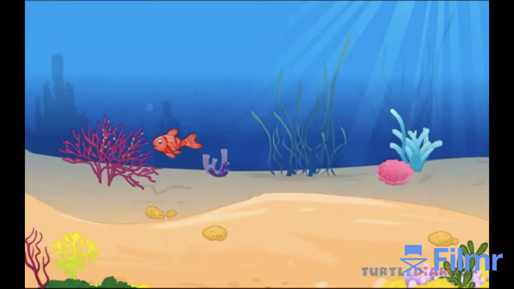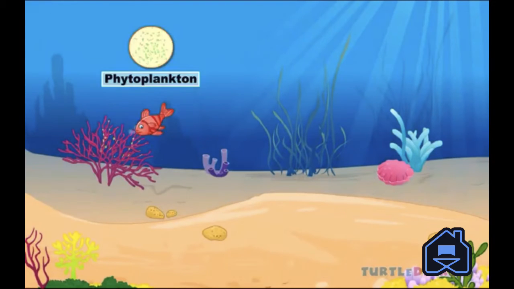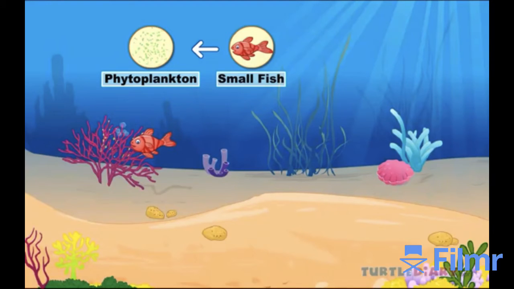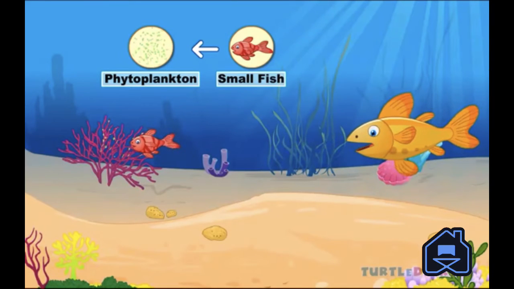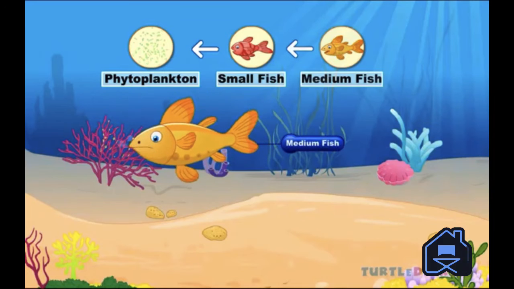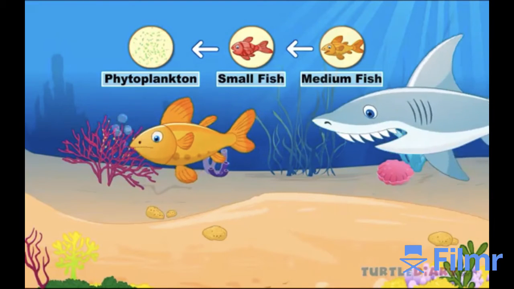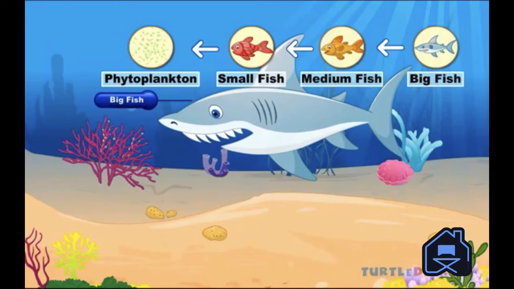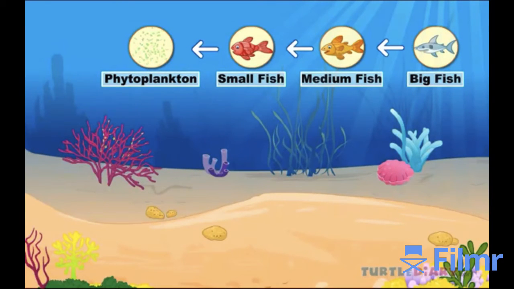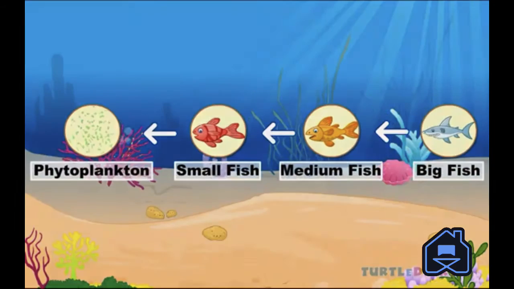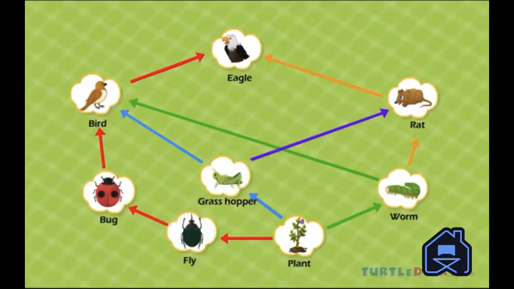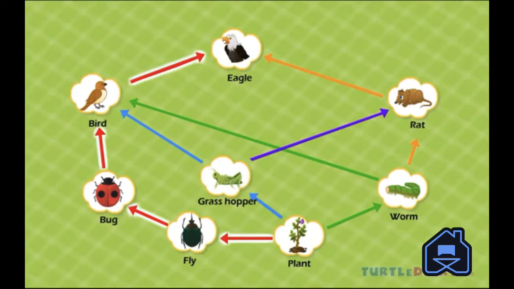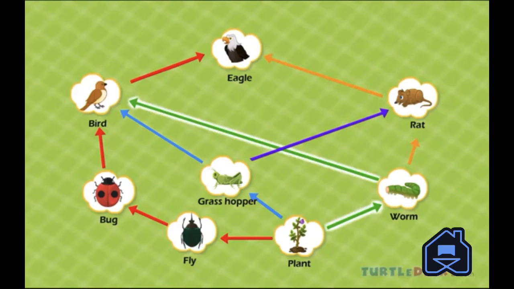Marine food chain. A marine food chain starts with phytoplankton, which are eaten by small fishes. Then the small fishes are eaten by medium-sized fishes. And at last, the medium-sized fishes are eaten by big fishes. Food web. The arrows in a food chain show the flow of energy. A network of many food chains is called a food web.